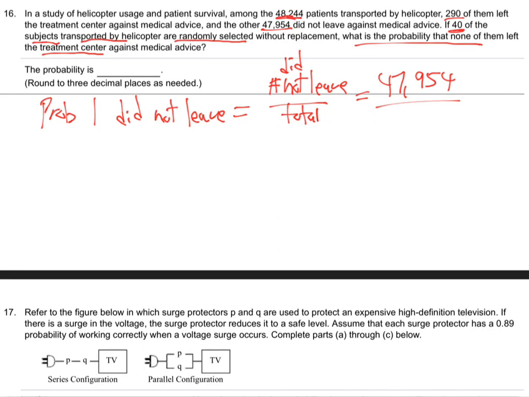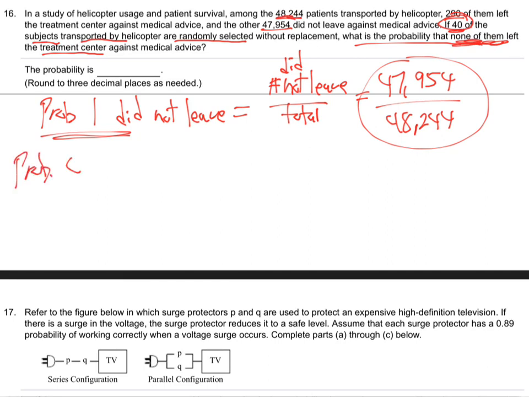47,954 over the total 48,244. So that's the probability for 1. If you're just saying, I'm just going to grab one patient, what's the chance I got somebody that didn't leave? It would be that fraction, right? This fraction, whatever that is, would be for one person, because that's just grabbing one patient out of the total. Now, what they're really asking is, what's the probability that none of the 40 left? What's the probability that 40 did not leave?